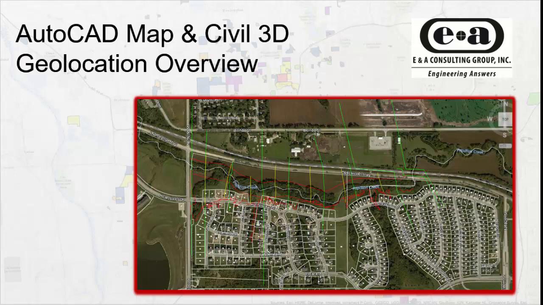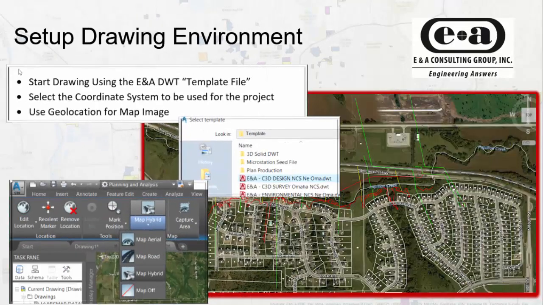At some of the AutoCAD Map features and some of the Civil 3D geolocation tools, and how can we use this in our day-to-day? As we're working through the AutoCAD Map routines and the Civil 3D geolocations, things of that nature, it's very important that we have our environment set up properly.